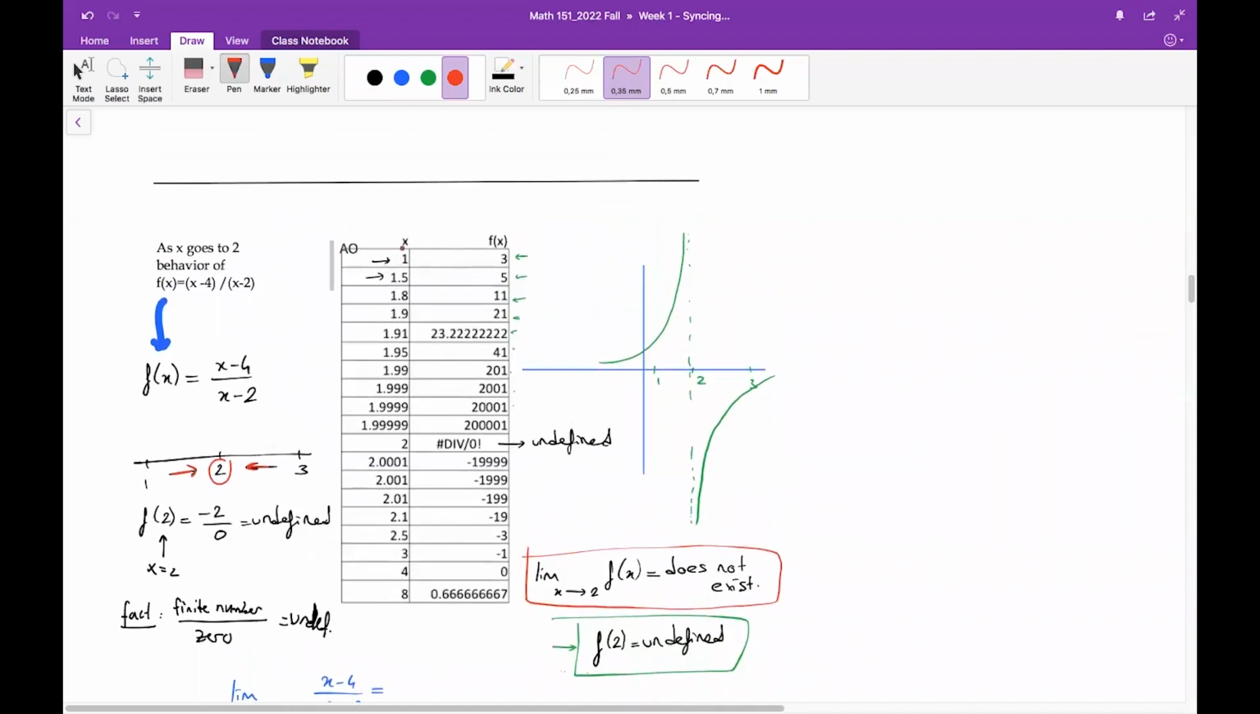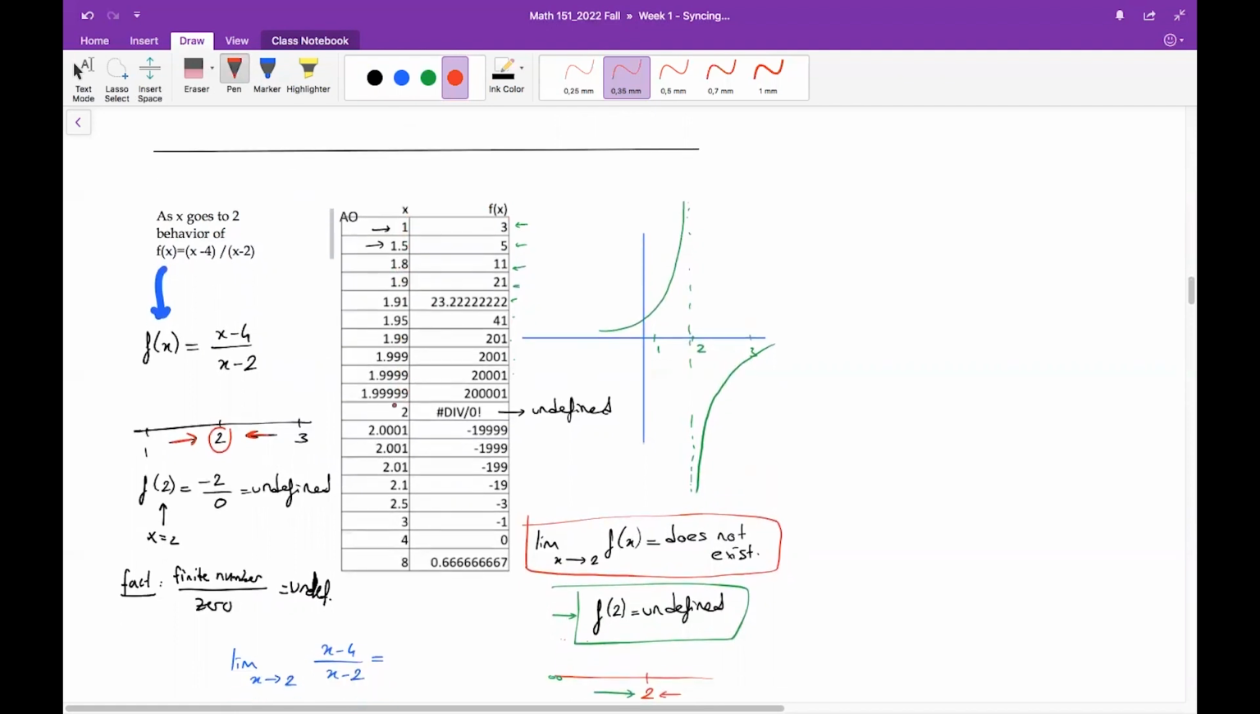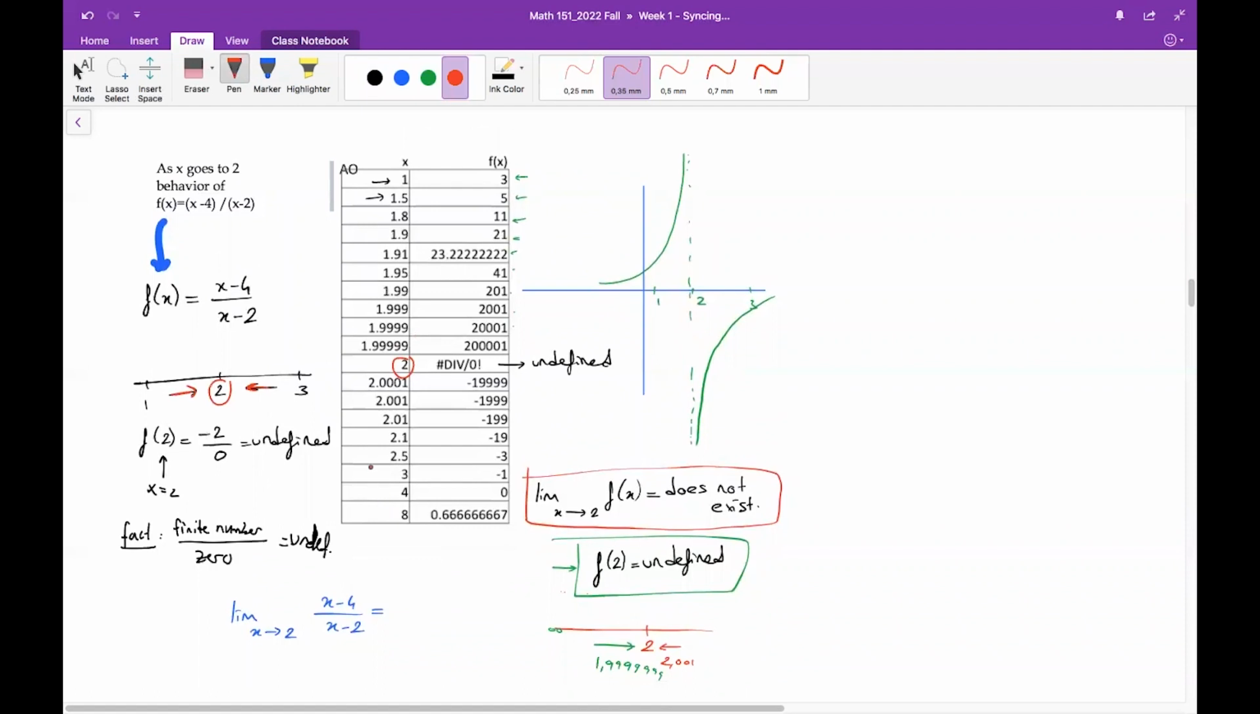Okay, in this table, the x values and the evaluated values of your function at these different values of x are listed. For example, if x is 1, you get this value, then 1.5, 1.8, and as you can see, we choose numbers step by step that are close to 2, and you can do this from the other direction. You start with 8, 4, 3, and you get closer and closer to the point 2 from both directions.